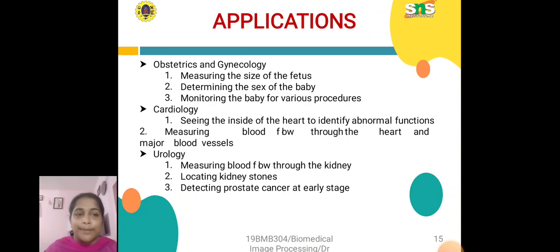Next are the applications of sonography or ultrasound imaging. It is mainly used for obstetrics and gynecology, such as measuring the size of the fetus, determining the sex of the baby, and monitoring the baby during various procedures. It can also be used for cardiology, seeing the inside of the heart to identify abnormal functions and measuring blood flow through the heart and major blood vessels. And it is used for urology, measuring blood flow through the kidney, locating kidney stones, and detecting prostate cancer at an early stage.